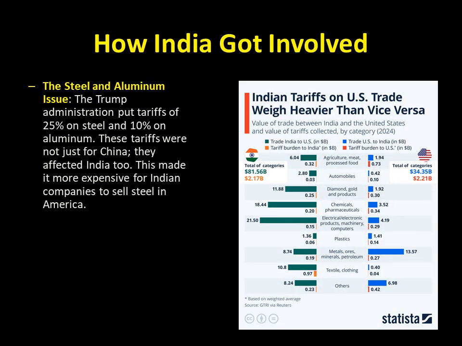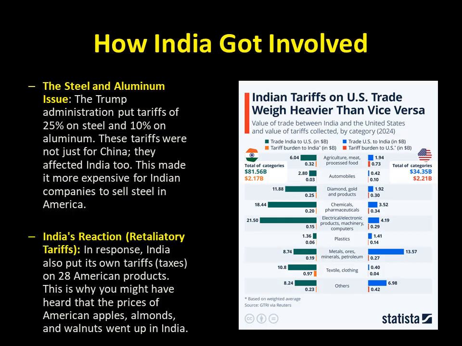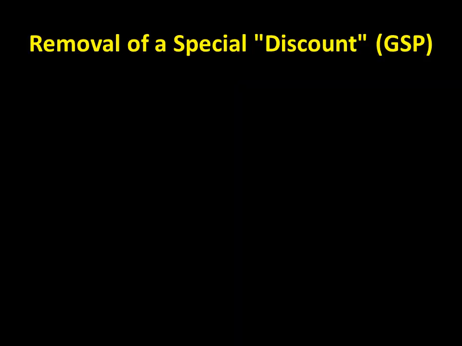How India got involved in this? The steel and aluminium issue. The Trump administration put tariffs of 25% on steel and 10% on aluminium. These tariffs were not just for China, they affected India too. This made it more expensive for Indian companies to sell steel in America. India's reaction. In response, India also put its own tariffs on 28 American products. This is why you might have heard that the prices of American apples, almonds, and walnuts went up in India.